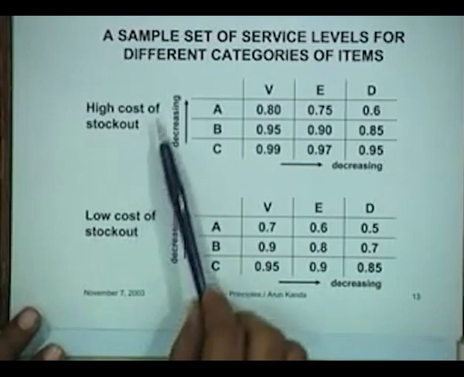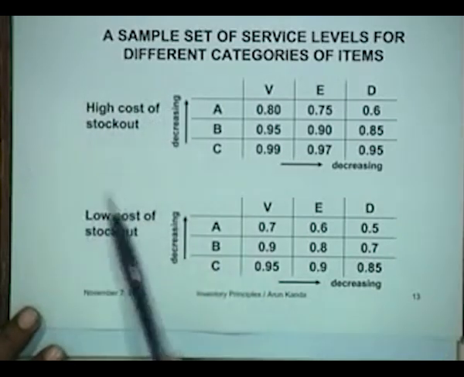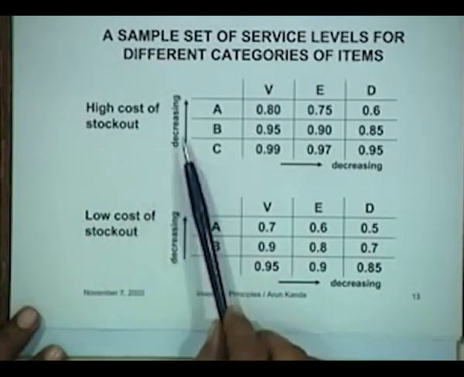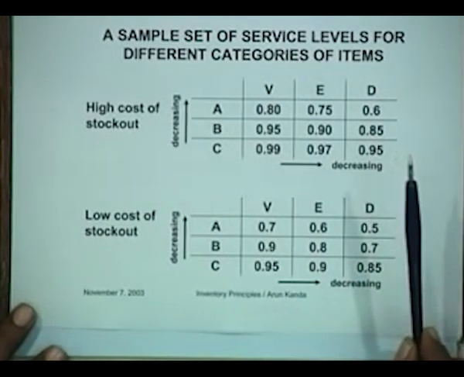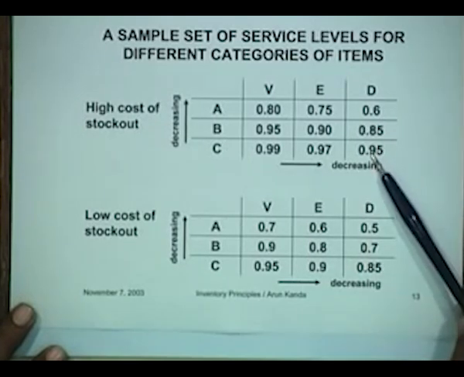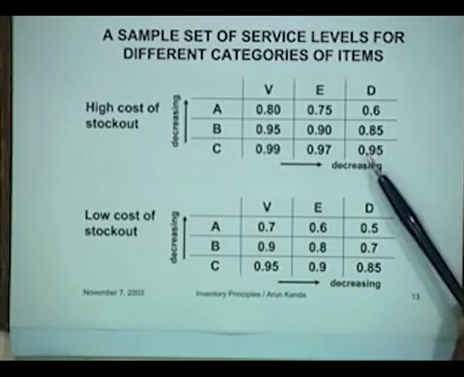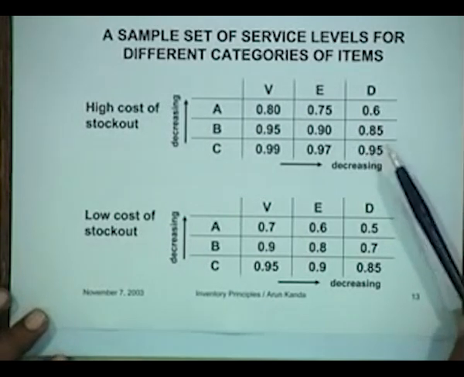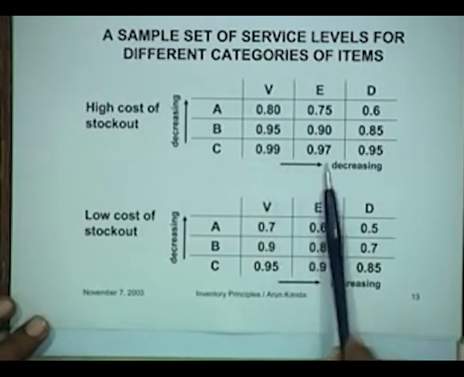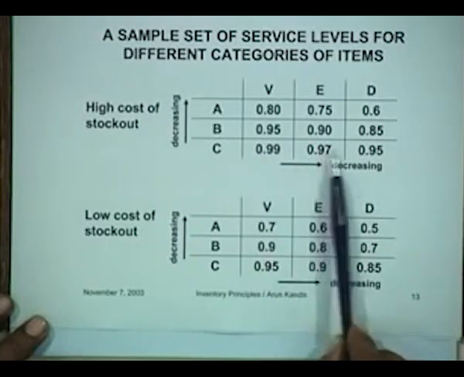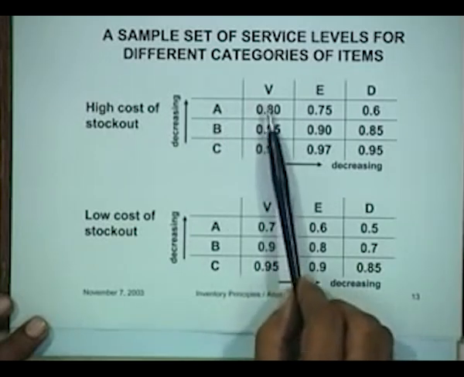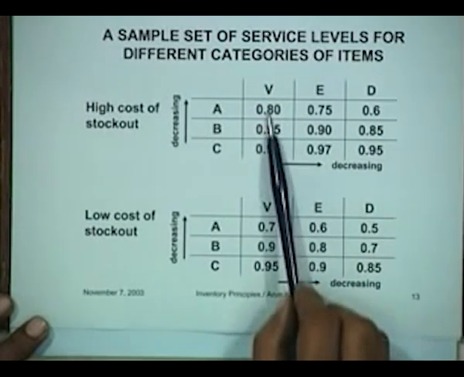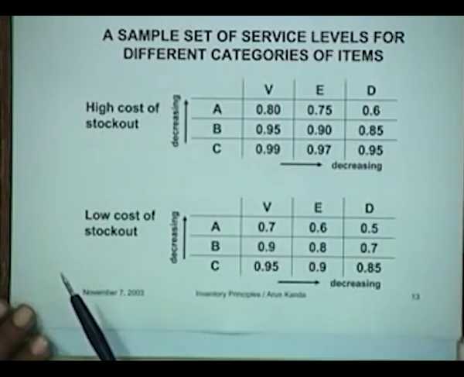Here is a typical illustration of what would happen if you are talking of a high cost of stock out and a low cost of stock out. If you are talking about a high cost of stock out and you have an A item and a VED item, then typically it is at this point of the matrix that the service level would be the highest, say 0.99. It will be the highest here, and decreasing in this direction: 0.99 here, 0.97 and 0.95 here. And then in this direction they are decreasing. As for C class items, you require about 0.8. So this is how the typical high cost of stock out would behave.